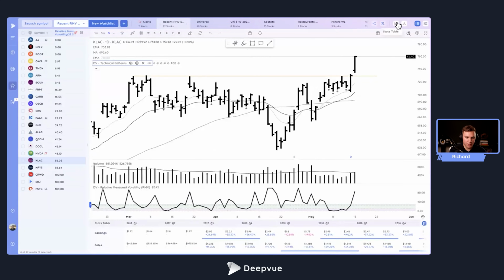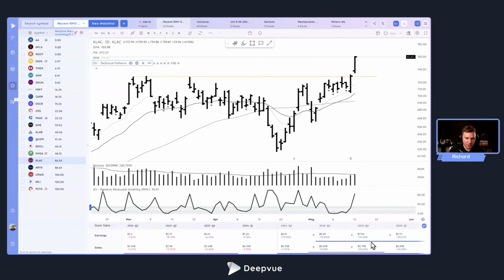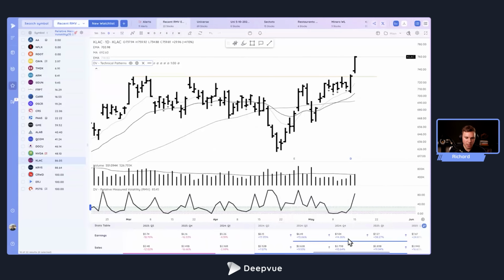If we bring up the stats table, this has, in terms of the estimates in the future, which is great in Deepvue that you can see the earnings and sales estimates going forward. We're seeing acceleration in earnings, acceleration in sales growth going out into the future. So it's got everything. It's got the theme, it's got the trend, it's got the growth.